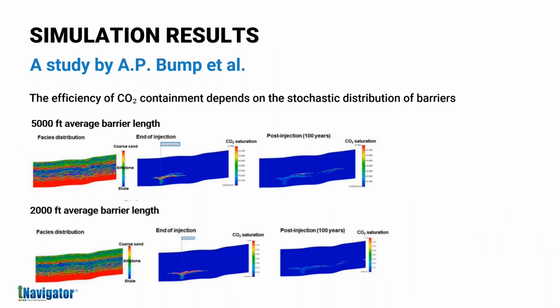And here are some simulation results from them, comparing two different cases of 5,000-foot average barrier length to 2,000-foot average barrier length. You have the phase distribution, the CO₂ at the end of injection, and also post-injection, which is 100 years in their case.